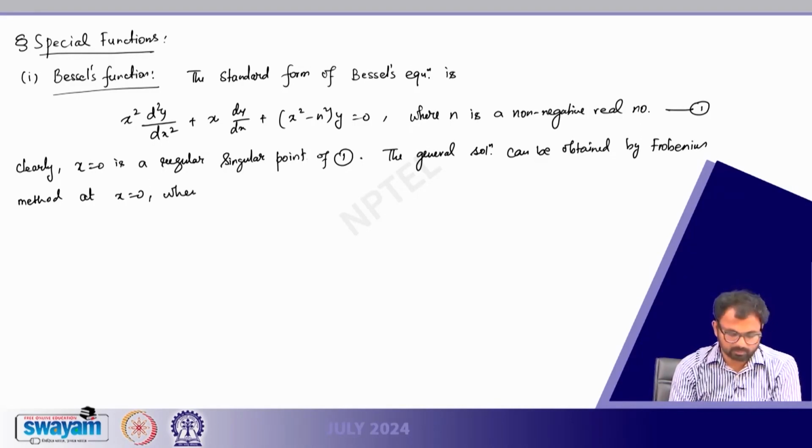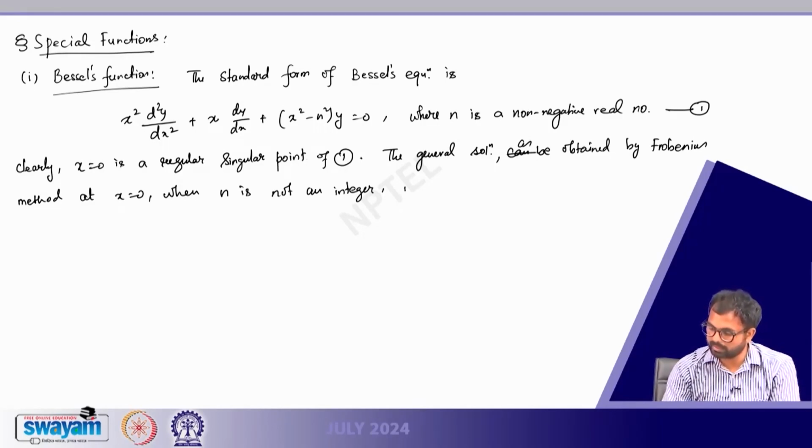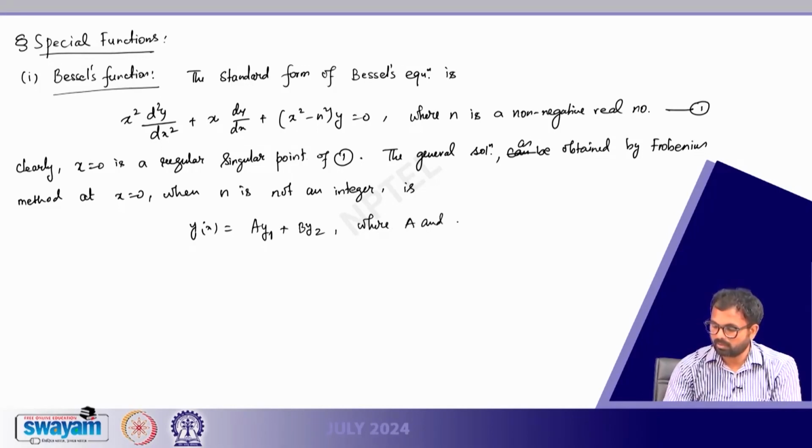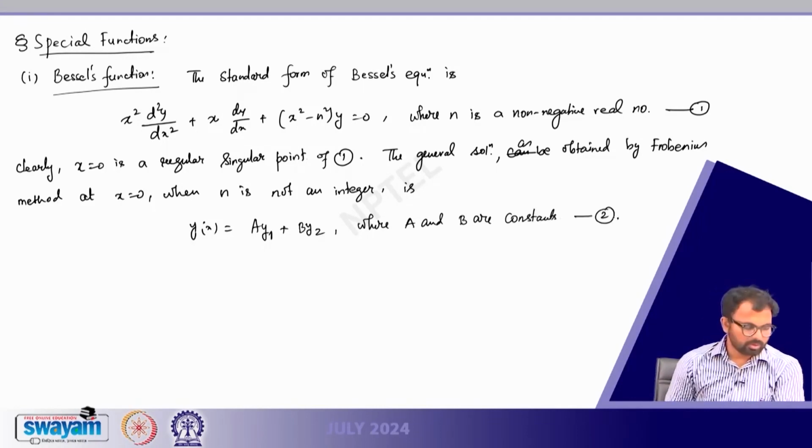when n is not an integer. So this can be obtained by the Frobenius method at x equals 0 when n is not an integer, and we can write the general solution as y(x) equals a y1 plus b y2, where a and b are constants. This is equation number 2.